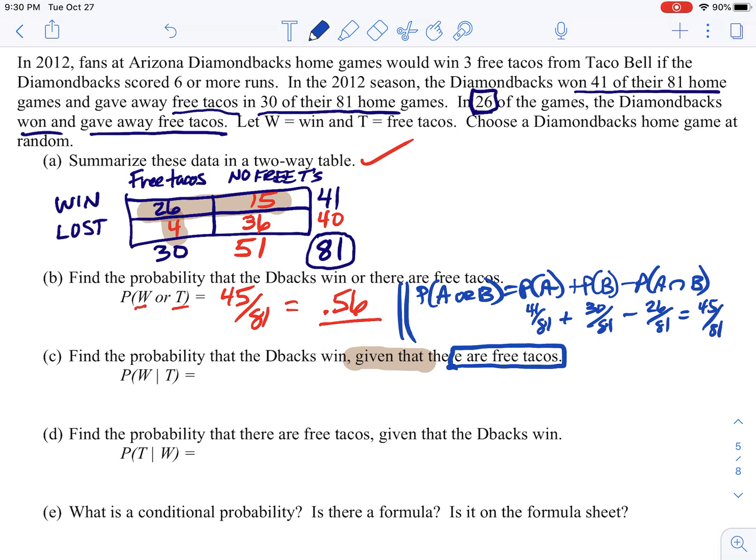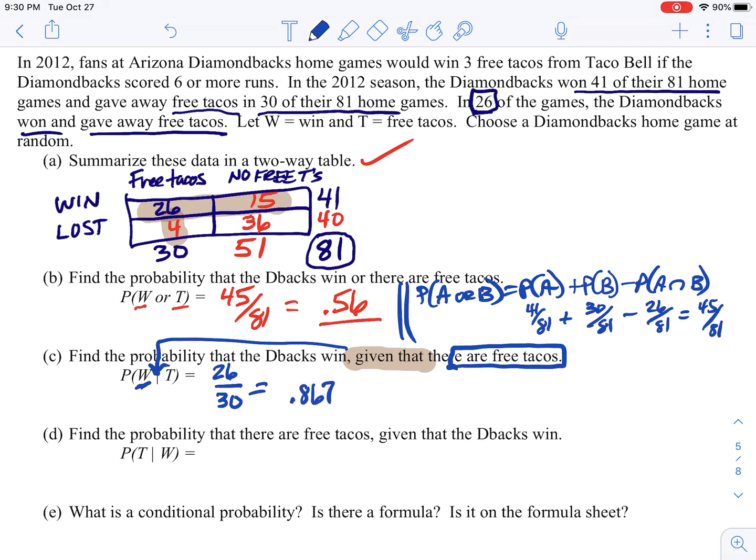So given that, you might notice, is represented by a vertical segment. That's the symbol we're going to use for "given that." So given that there's free tacos, in fact, let's just ask it this way. How many games did they give away free tacos? If you look up there, they gave away free tacos in 30 of the baseball games. So given that it's one of those 30 baseball games, how many of those 30 baseball games were wins by the Diamondbacks? Well, if you look at the table, it was 26. So it ends up being 26 out of 30, which is 0.867.